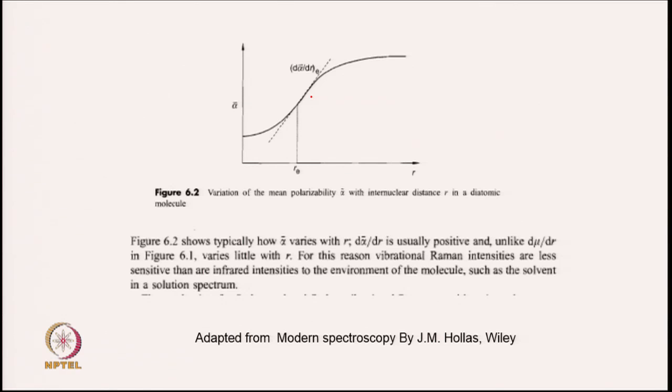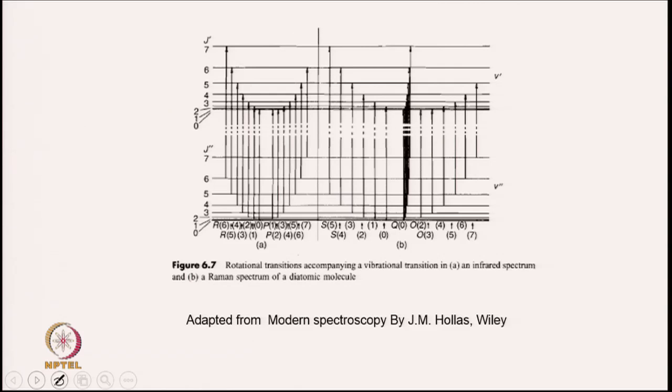A peak is more intense based on delta V equal to plus minus 1. You also need to look at how polarizability changes with distance, and that also determines the intensity of the peak. If you look at infrared Raman spectroscopy for a diatomic molecule, you will have three different kinds of transition. So this is for diatomic. Here, for example, take this case, we are going from V double dash equal to 5 to V dash equal to 7.